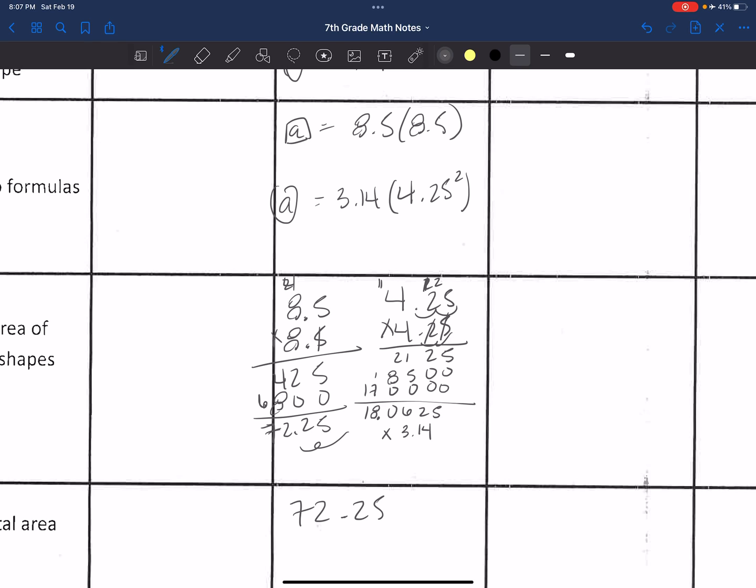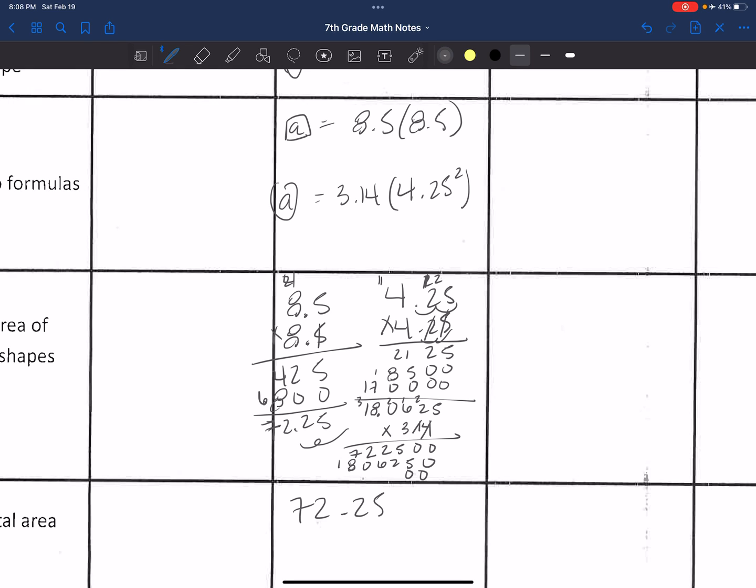times 3.14. Man, what a headache. Wish you guys had calculators. 5 times 4 is 20, carry the 2. 2 times 4 is 8, plus 2 is 10. 6 times 4 is 24, plus 1 is 25. That's 0. 8 times 4 is 32. 1 times 4 is 4, plus 3 is 7. Now we're multiplying times the 1. Then 2 zero placeholders, multiplying times the 3.